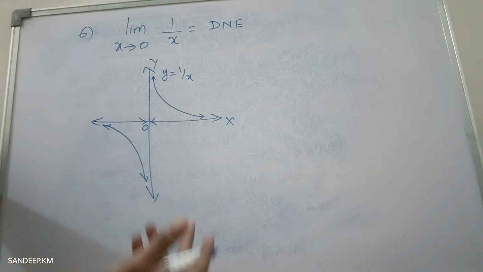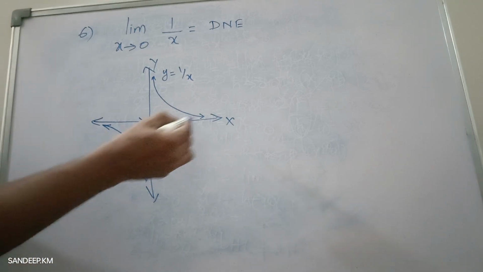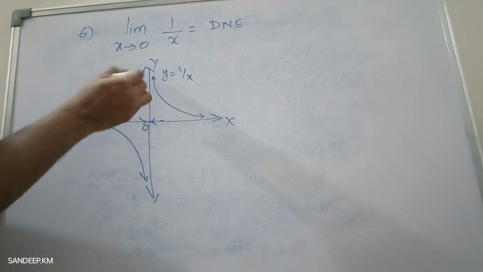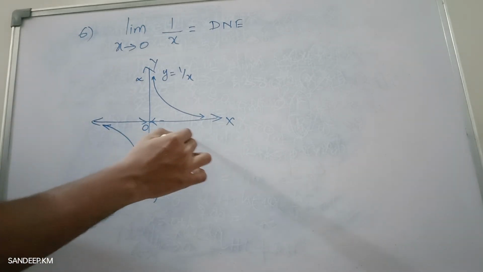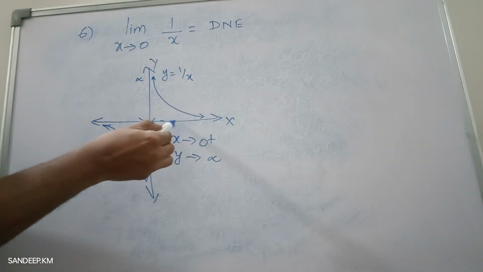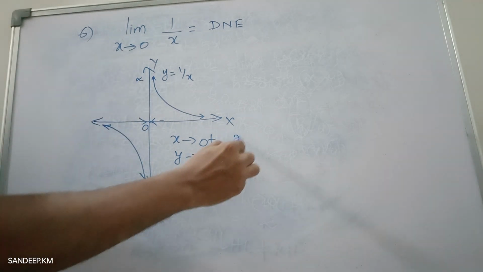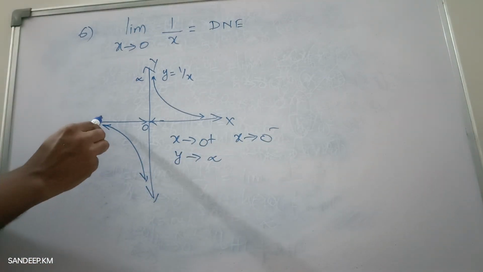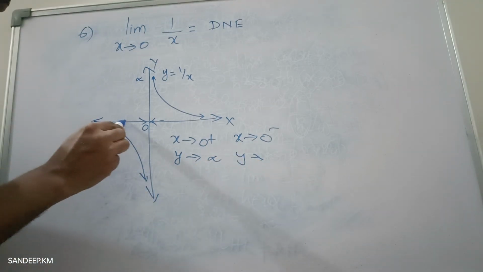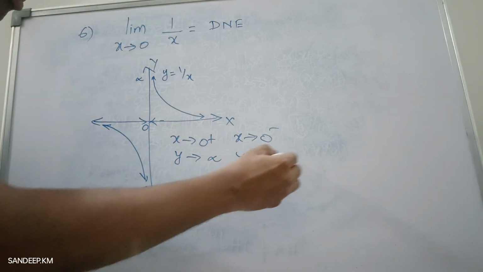So if you know how to draw the graphs, it is really an added advantage to understand the limits concept. If you observe here, when our input is approaching 0 from the right side, the output is approaching what number? Plus infinity. The figure says that when input is approaching 0 from the right side, the output is approaching plus infinity. Similarly, when x is approaching 0 from the left side, the output is approaching what? Minus infinity. So y is approaching minus infinity.